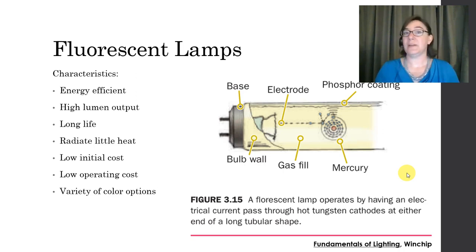Let's move on to fluorescent lamps. Fluorescents are energy efficient, okay? They are a much higher efficacy than incandescent. They also can produce a high lumen output. They can be quite bright. Okay. Fluorescent lamps have a long life. You don't have to replace them very often. And they produce very little heat, which is also important for sustainability, remember. All right. Fluorescent lamps have a low initial cost, they're inexpensive, and they also have a low operating cost. These are very important points. And finally, they have a variety of color options.